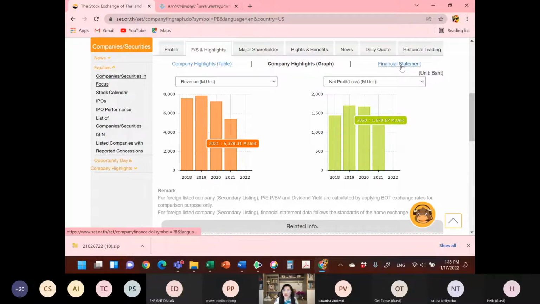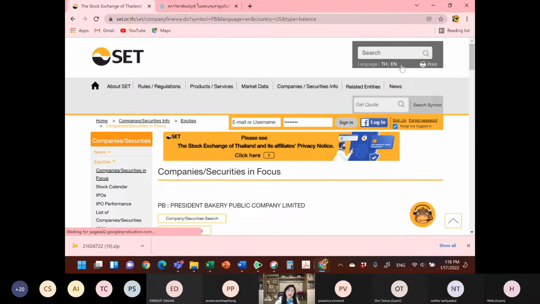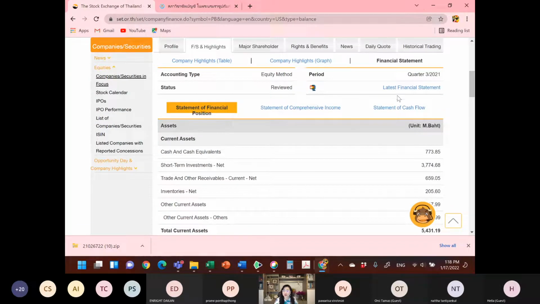And also over here, if you click on financial statements, then you can download the most recent financial statements of this particular company. As you can see, the most recent ones are the financial statements for Q3 of the year 2021. We know that the year 2021 has ended, but the company is still in the process of preparing the financial statements for the whole year and getting them audited by the auditor. So it's still in process, and this is the most recent one.